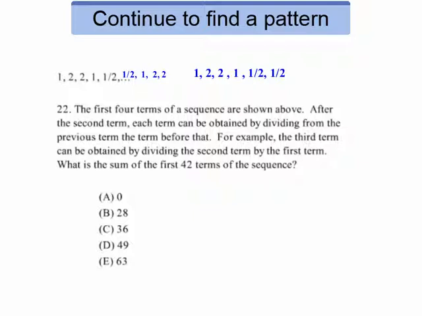So we have a sequence of 6 numbers, and they add up to 1 plus 2 plus 2 plus 1 plus 1/2 plus 1/2 adds up to 7. Okay, how many 6's are there in 42? Well, 6 goes into 42 7 times, and there's a value of 7 for each of those 7 numbers. So 7 times 7, the sum of the first 42 terms of the sequence will be 49.